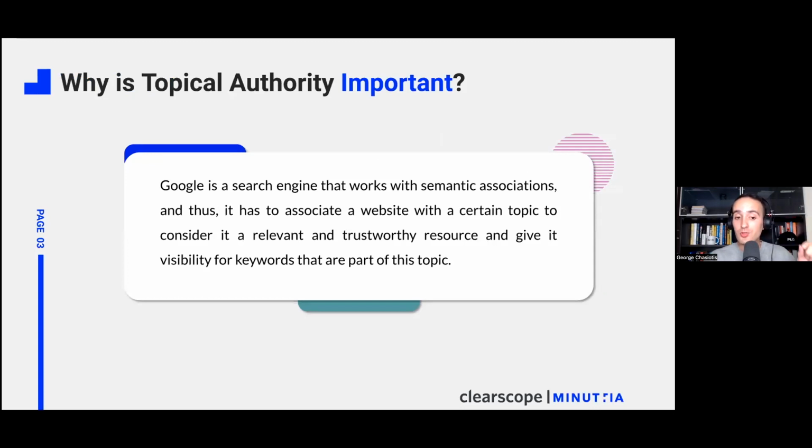Now, why is this important? Well, it is important because Google, as we all know, I hope at least, is a search engine that works with semantic associations, which means that it has to associate a website with a certain topic to consider this website as a relevant and trustworthy resource and give it visibility for keywords that are part of this topic. And after visibility comes clicks, after clicks, conversions, and so on and so forth. But it all starts with Google understanding that you are capable of talking about this topic, you know what you're talking about, and thus I can trust you in order to give you visibility in my search results, okay?